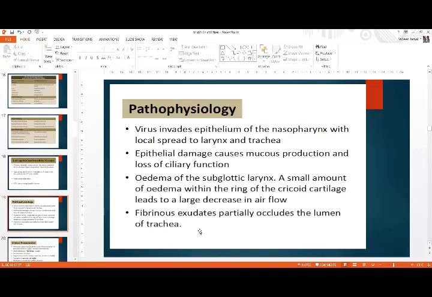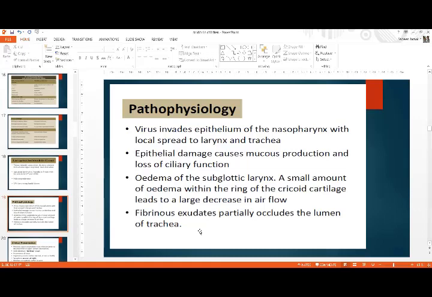Now, what is the pathophysiology? First of all, there is viral invasion of the nasopharyngeal epithelium, and there is local spread of inflammation to the larynx and the trachea. Then this is followed by epithelial damage that causes further mucus production and loss of ciliary function. Then there is edema of the subglottic larynx. A small amount of edema within the ring of the cricoid cartilage leads to decreased airflow. And there is fibrous exudate that occludes the lumen of the trachea.